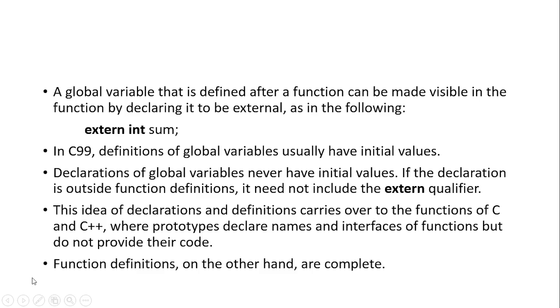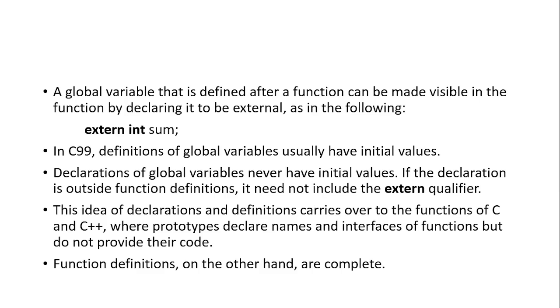A global variable that is defined after a function can be made visible in the function by declaring it to be external: extern int sum. In C99, definitions of global variables usually have initial values, while declarations of global variables never have initial values. If the declaration is outside function definitions, it need not include the extern qualifier.